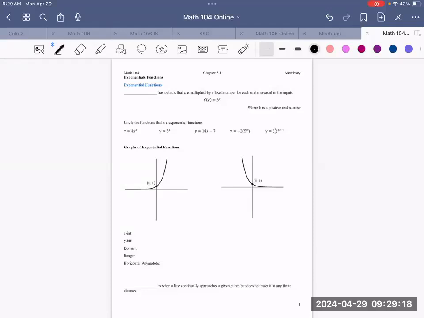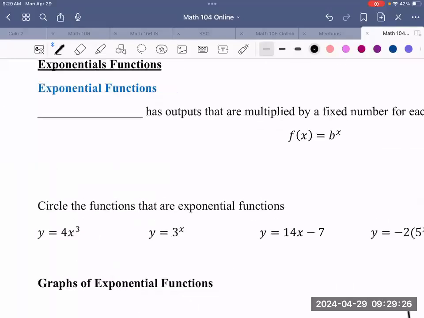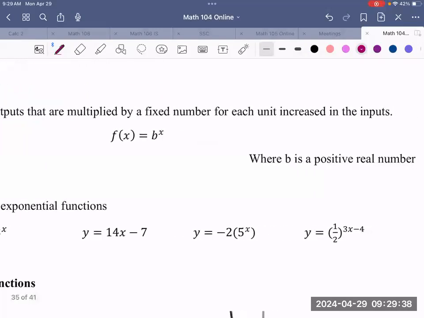Welcome to Math 104, Chapter 5.1, where we finally talk about exponential functions. Now, exponential functions have outputs that are multiplied by a fixed number for each unit increased by the input. This has the formula you're seeing down below, where b is a positive real number.